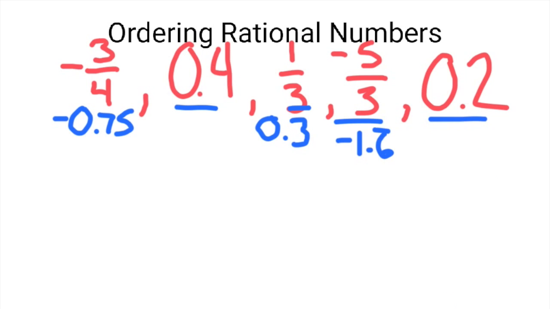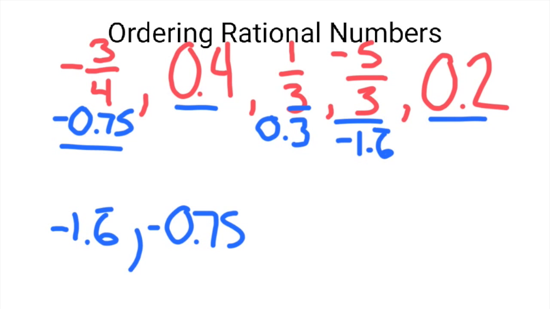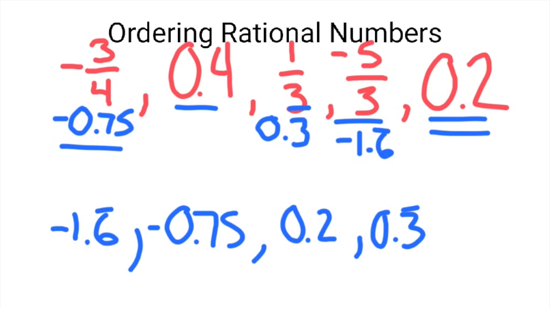Now let's put them all into order now that they're all decimals. The negative numbers are obviously the smallest, so let's put those from least to greatest. We've got negative 5/3, which is the same as negative 1.6 repeating. That's the smallest. Then the next one is negative 75 hundredths. Now we're done with the negatives, and now we need to go in order for the positives. The smallest positive number in the list is 2/10. Next one is 1/3, and then finally 4/10. So now they're in the correct order from least to greatest.